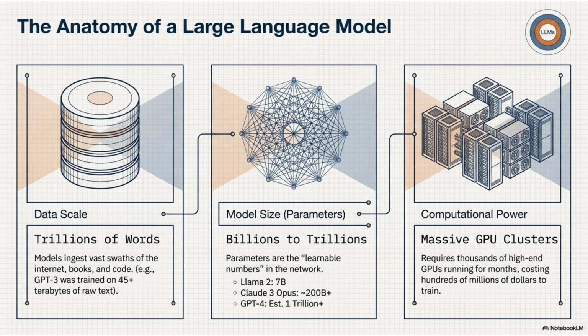Second, model size measured in parameters. Parameters are the learnable numbers, the weights inside the neural network. Think of each parameter as a tiny dial that gets fine-tuned during training. Llama 2 has 7 billion of these dials. Claude 3 Opus has an estimated 200 billion or more. And GPT-4 is estimated at over 1 trillion parameters. The more parameters, the more nuance and complexity the model can capture.